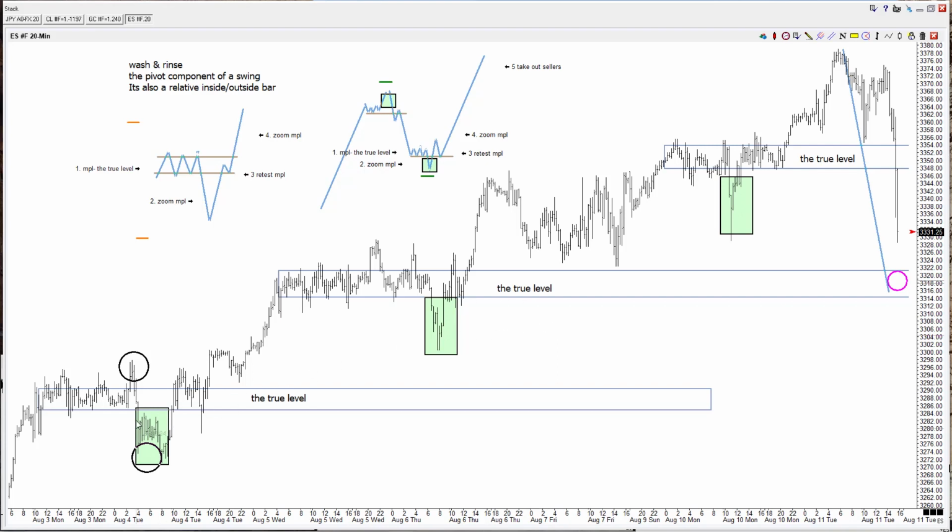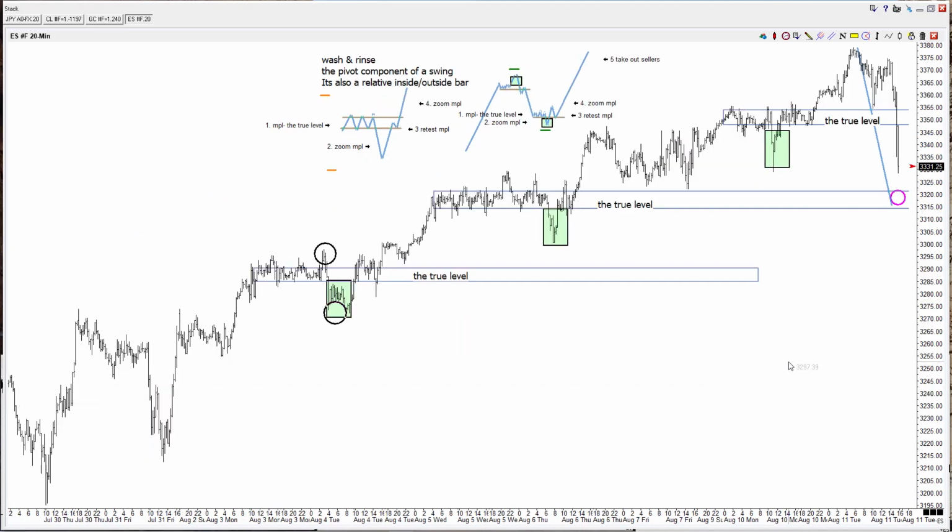Now, notice how these are about the same size. If you come back over here, you can look and see where's the meat of this move. And then where's the V, right? See, that's the meat. That's this true level. And then they dropped them.